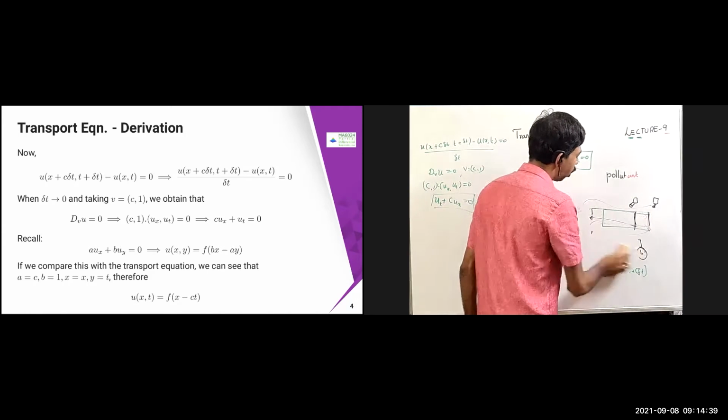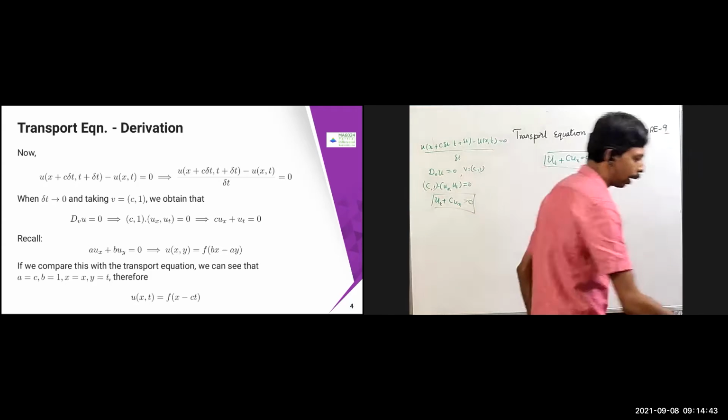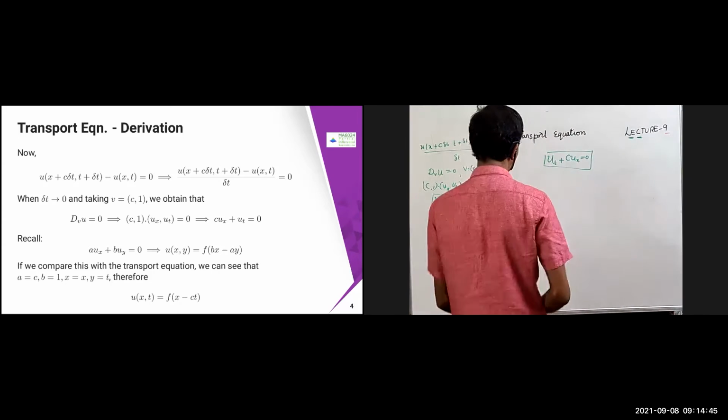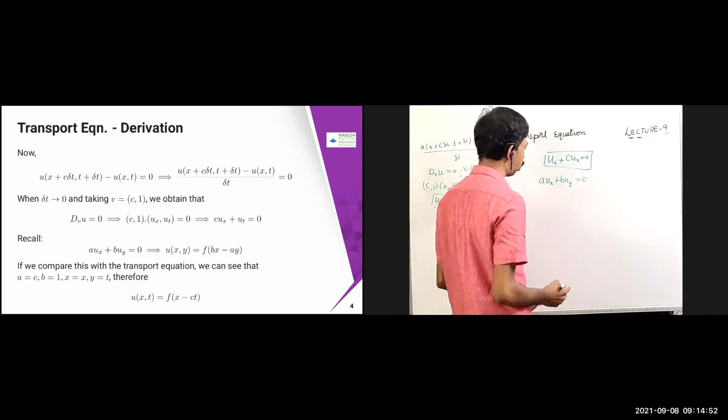Okay, we know how to solve this problem, because we have already seen how to solve this problem: au_x + bu_y = 0. We know how to solve this problem.